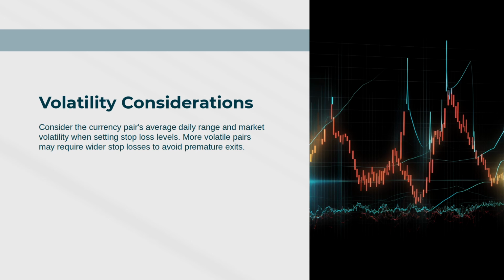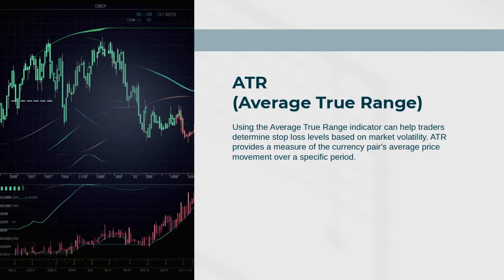More volatile pairs may require wider stop-losses to avoid premature exits. ATR, average true range. Using the average true range indicator can help traders determine stop-loss levels based on market volatility. ATR provides a measure of the currency pair's average price movement over a specific period.